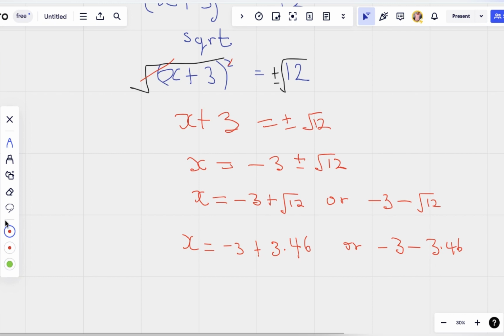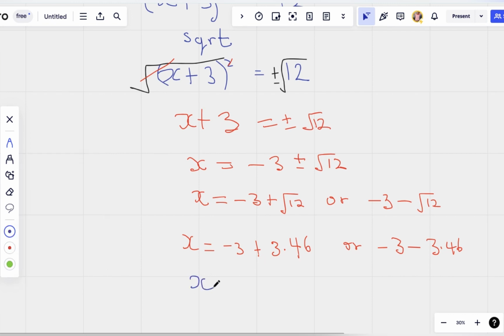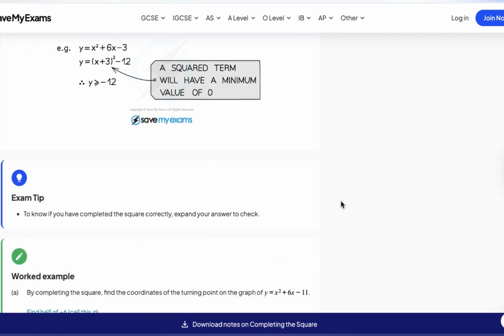So we have x equal to this plus this, you get 0.46 or negative 6.46. So these are your two solutions. It's just for you to solve more. It's very easy. Just practice and that's it. It's very easy to do completing the square form. Okay?